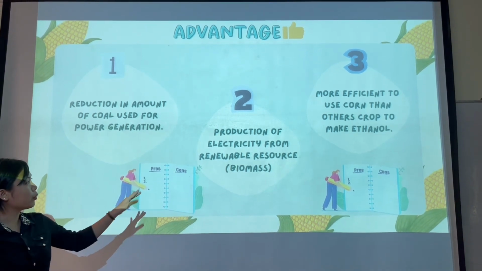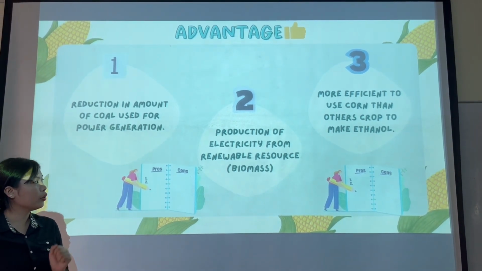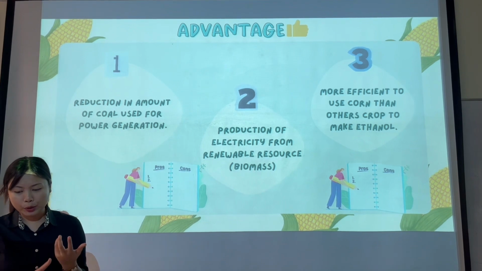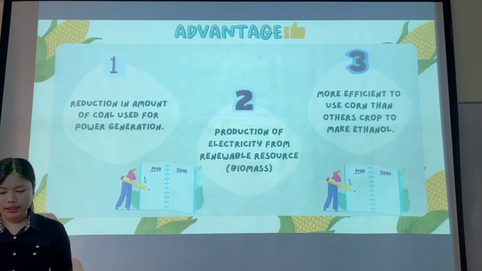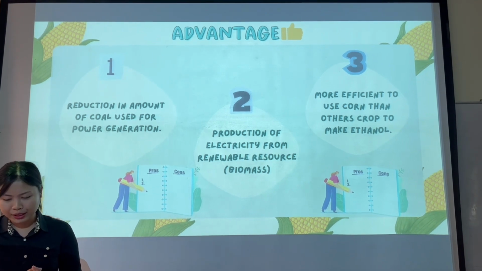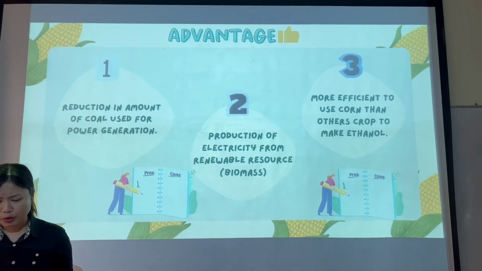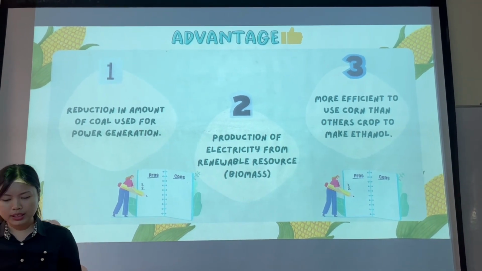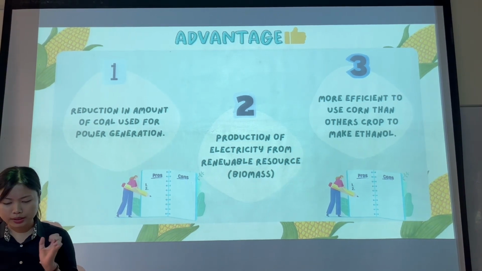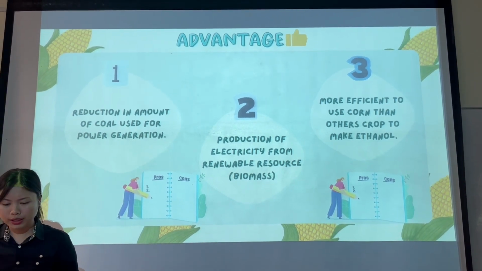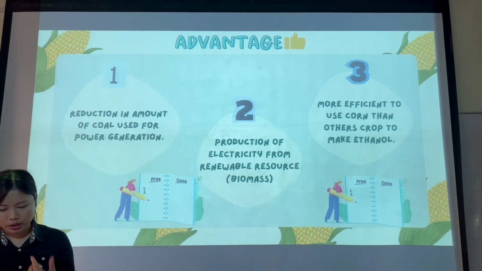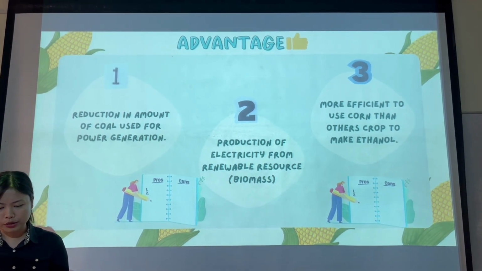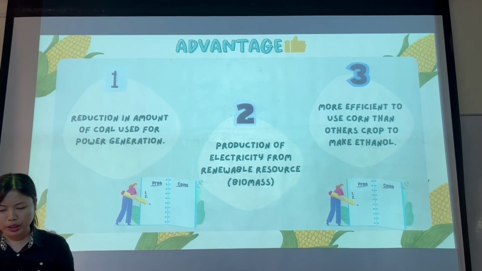The second one is production of electricity from renewable resources, which is biomass. Biomass is an organic substance that includes woods, agricultural leftovers, and energy crops, which can minimize our reliance on fossil fuels, contribute to a more diverse energy mix, and lower greenhouse gas emissions by using biomass to generate power.